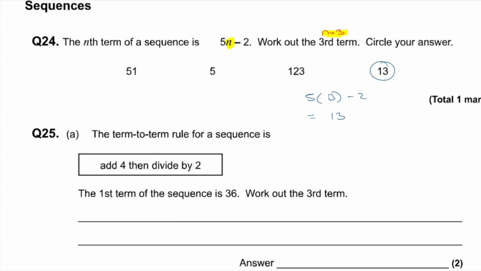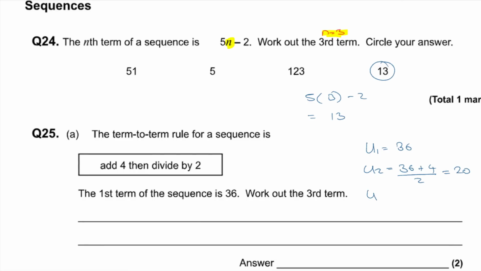25a says the term-to-term rule for a sequence is add 4, then divide by 2. The first term of the sequence is 36. Work out the third term. Okay, so u1, the first term, we know is 36. And then u2, the next term, is going to be the first term, 36. We're going to add 4, and then we're going to divide everything by 2. So what's 36 plus 4? That's 40. And 40 divided by 2, that's 20.